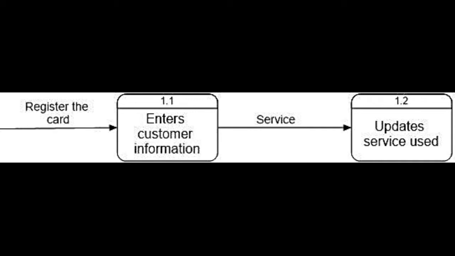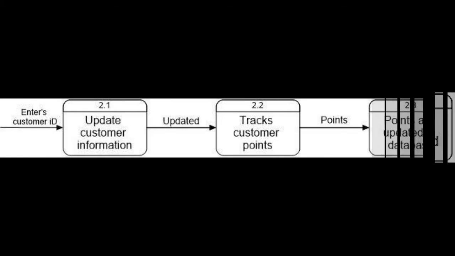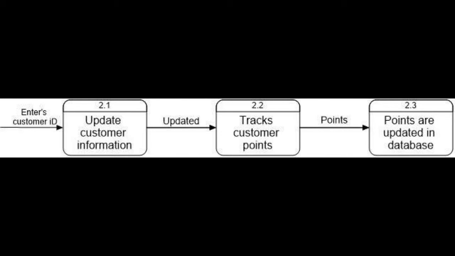For data flow diagram level 1, there are steps involved in every process of level 0. For 1.0, the customer will register the card by entering their information. Then, it will update the customer service use. For 2.0, the customer will enter their ID. Then, it will be updated in the system, so the customer can track their points in the database.